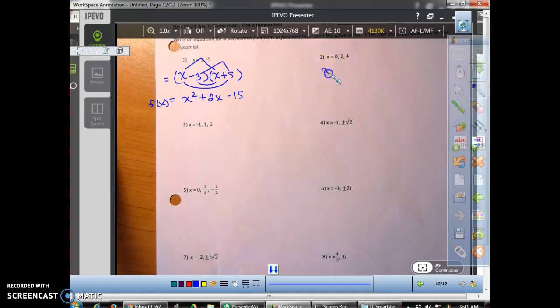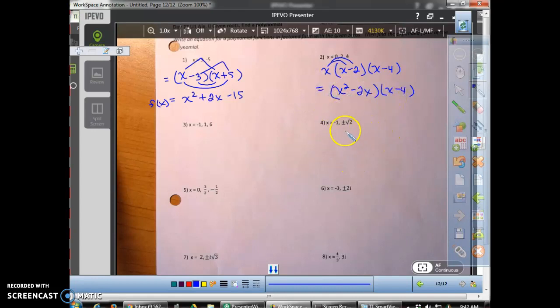x minus 0 is really just the same thing as x. So we're not going to actually write x minus 0. And then x minus 2, and then x minus 4. I would probably distribute this, get x squared minus 2x, and then multiply that by x minus 4. So you would just multiply all that out.